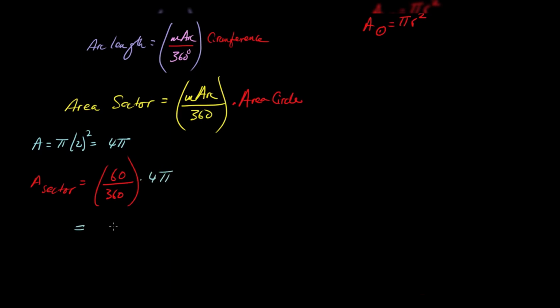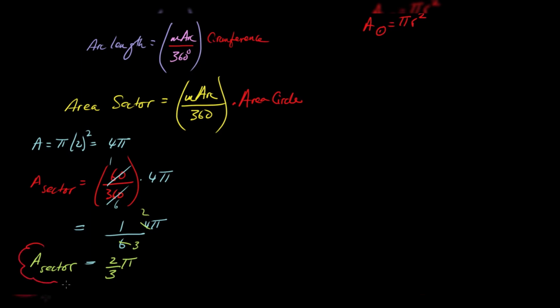Correct? So this is 1/6. So this is 1/6 of 4 pi, and you can simplify this, of course. 2 goes in there 2 times, 2 goes in there 3 times. You can simplify this as 2/3 pi, if I did the math correctly. So the area of the sector here is going to be 2/3 pi.